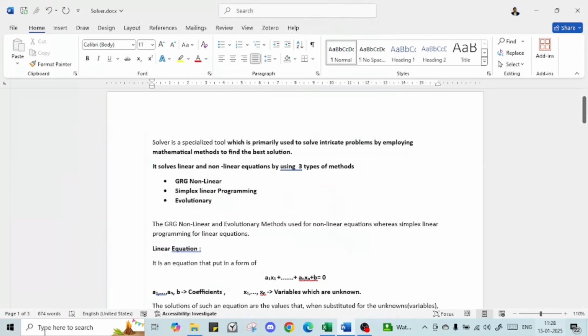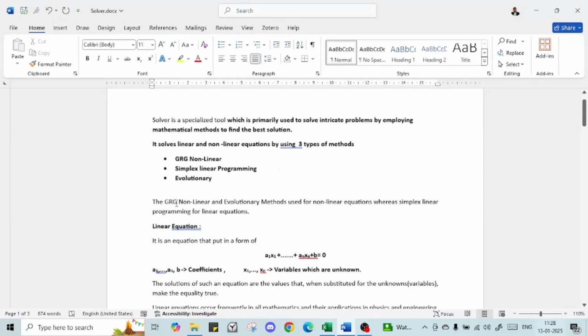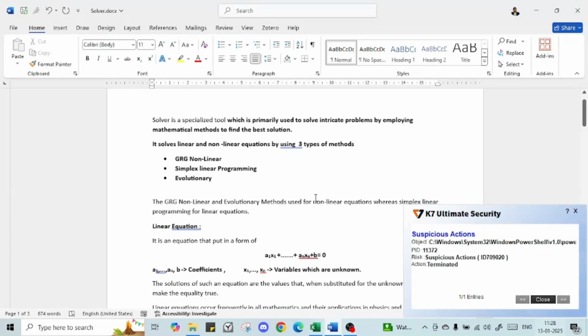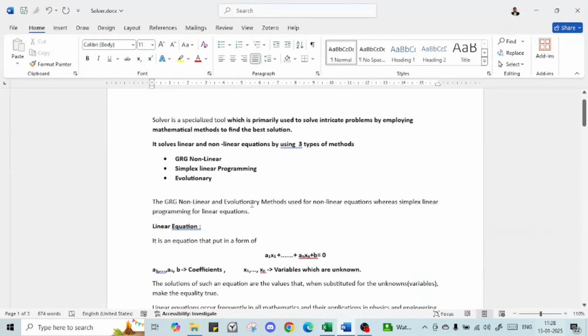Okay, now let's get to know what the Solver is and where it's located. Solver is a specialized tool which is primarily used to solve intricate problems by employing mathematical methods to find the best solution. It solves linear and nonlinear equations using three methods: GRG Nonlinear, Simplex Linear Programming, and Evolutionary. The GRG Nonlinear and Evolutionary methods are used for nonlinear equations, whereas Simplex Linear Programming is used for linear equations.